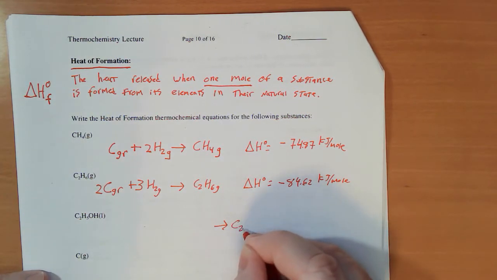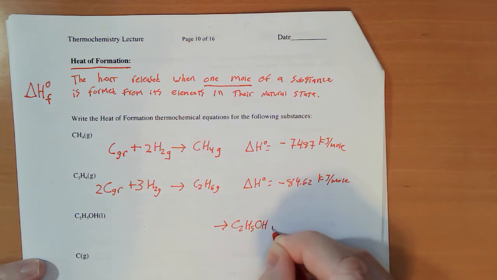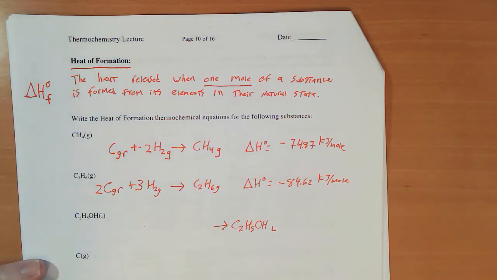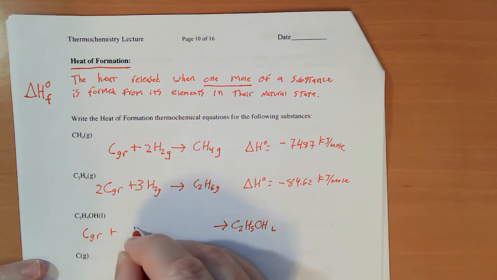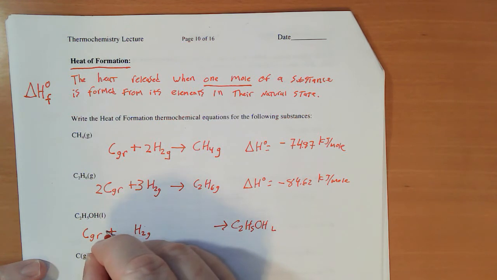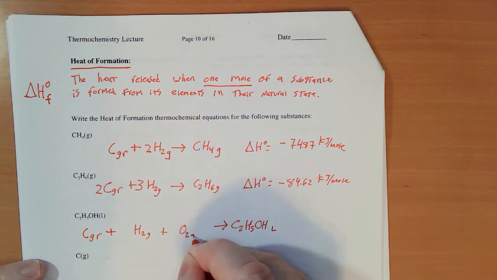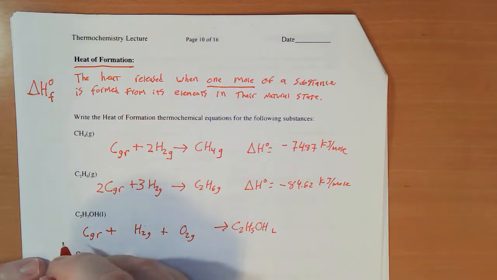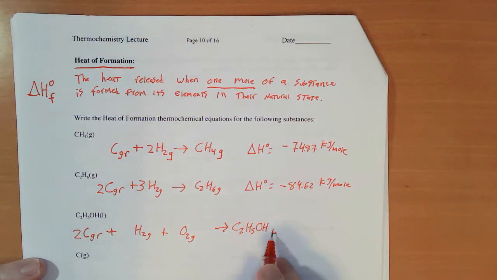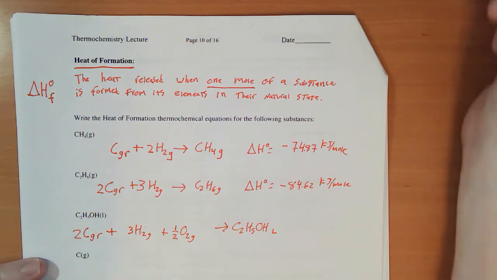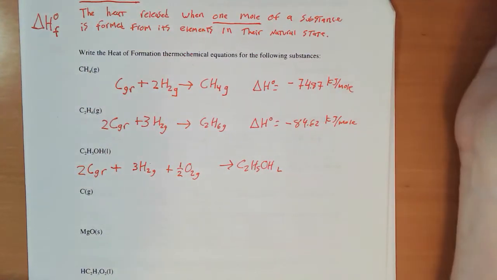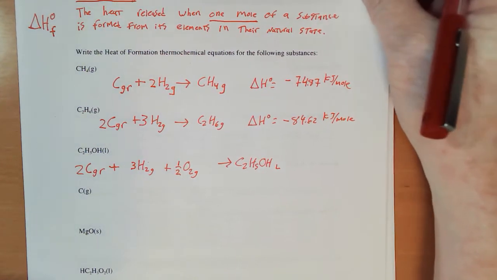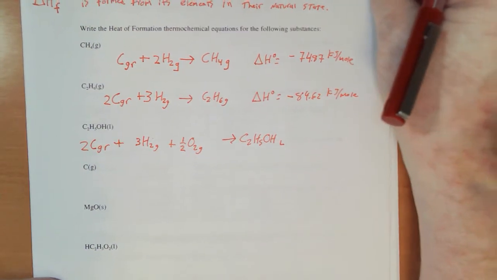Now, C2H5OH liquid. What we're going to see here is 3 elements involved. Carbon graphite plus H2 gas and some O2 gas. So I need 2 graphites. 5 plus 1 is 6, so I need 3 on the H2. But since I only need 1 oxygen, it's going to be 1/2 O2 gas. And I could look up what that value is. I don't remember that one, sorry. Okay, those are very typical.